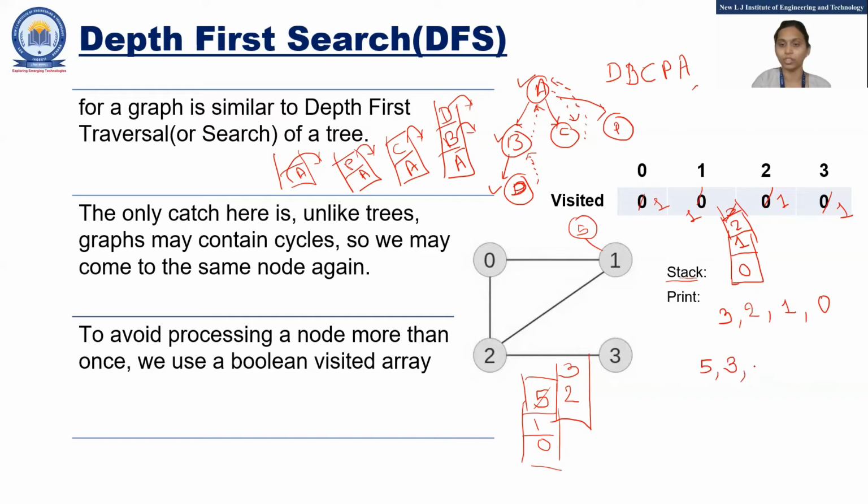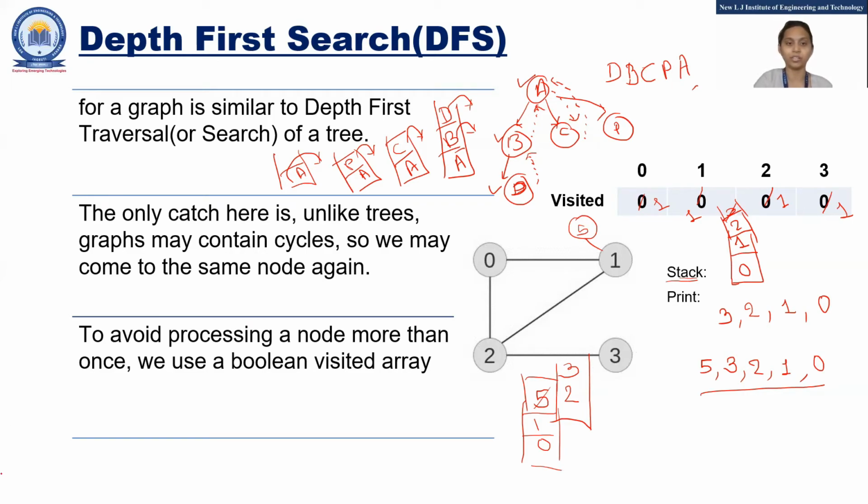Now does 2 have any further connection? No. Does 1 have any further connection? No. And 0 is the last. So this way also you have the depth first search. And there is a case that you might find multiple depth first searches. Based on your graph, you can create multiple depth first traversal patterns. So no one says this is the only right way you have to traverse.